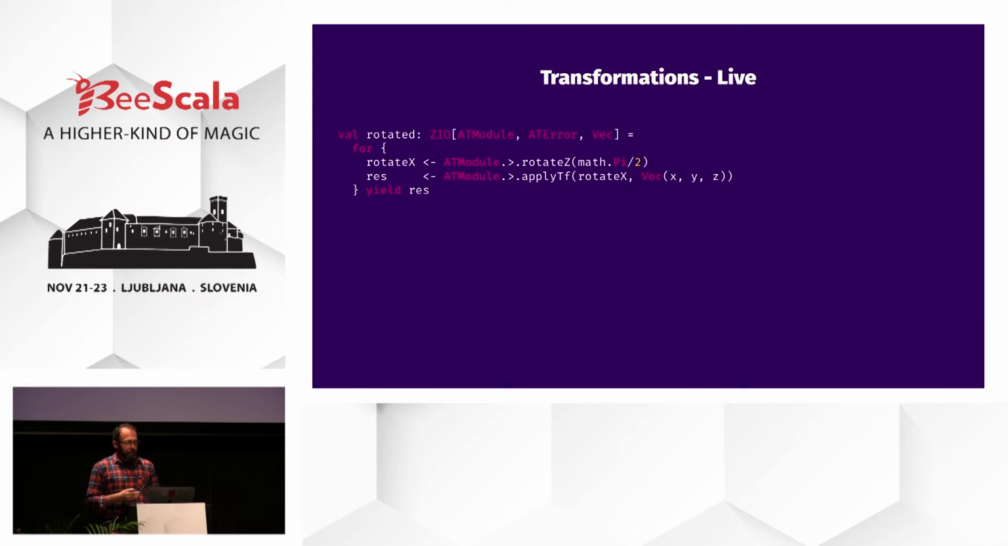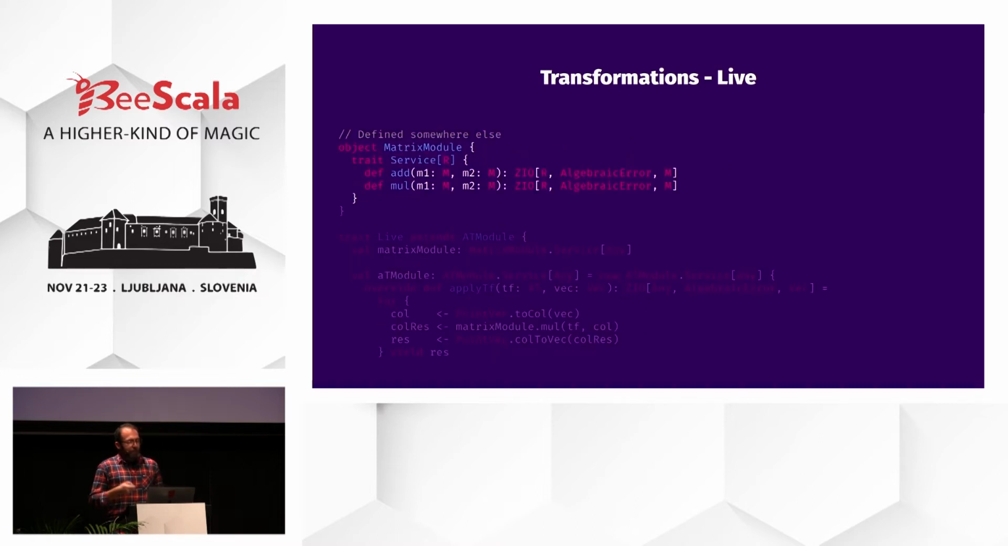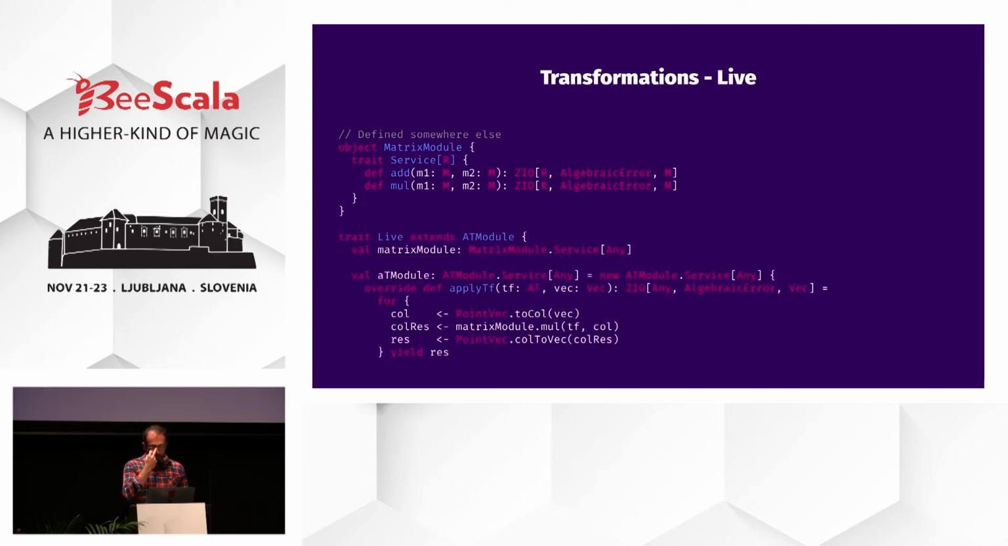Now, how can these transformations be performed in live? So, if we adopt a convention that a vector maps to a column matrix where the last value is 0 and a point to a column matrix where the last value is 1, then all we need is matrix multiplication, nothing more than that. So provided we have another module that supports matrix multiplication, we can already define a live implementation of our transformation module that is relying on this other module.